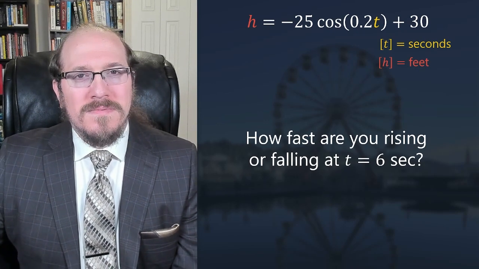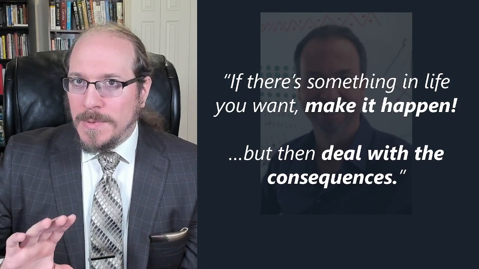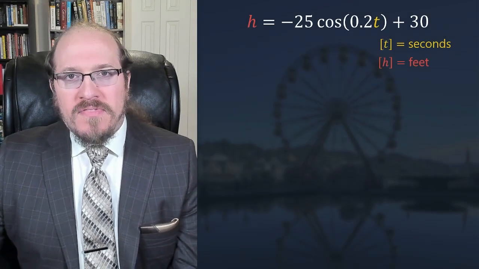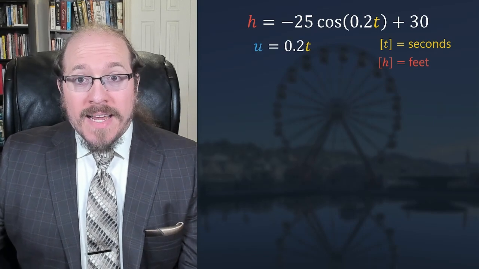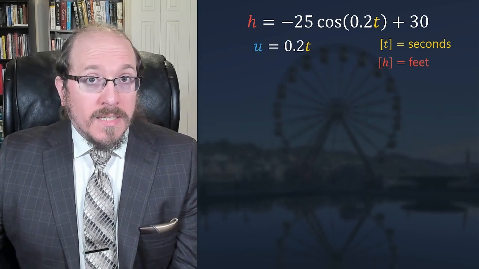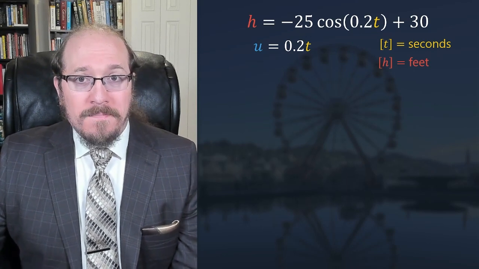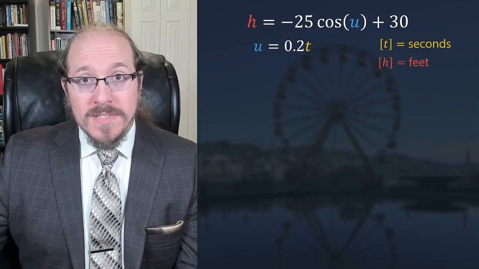What do we do? Well, according to James Tanton, one of my favorite math YouTubers, there's a great life lesson here. If there's something in life you want, make it happen, but then deal with the consequences. See, we'd really like to have just a single variable inside our cosine. So what we could do is define a new variable, say call it u, that just happens to be equal to 0.2t. That would let us just write cosine of u in our function.